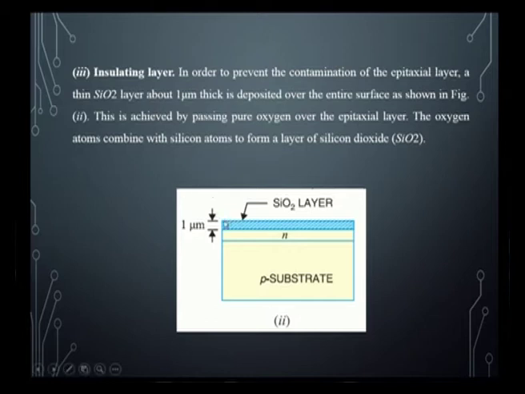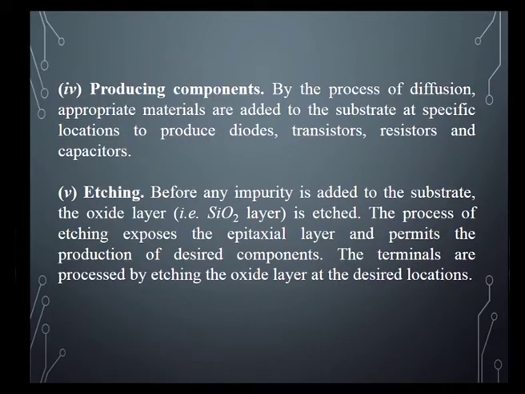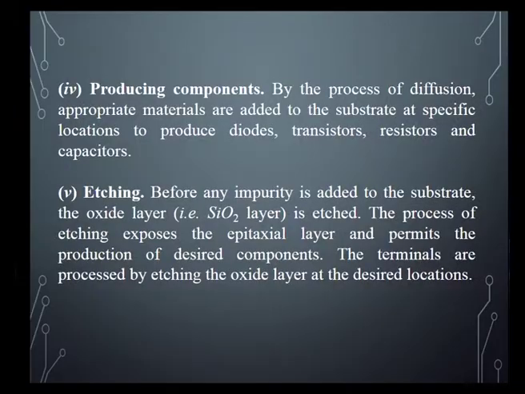When pure oxygen is diffused on the N-type layer, the silicon atoms combine with the oxygen and form a silicon dioxide layer. This helps us get the insulating layer, and its thickness will be 1 micrometer. Next is producing components. So we have the P substrate, the N epitaxial layer on top, and the insulating layer also obtained. Now we are able to produce the components.